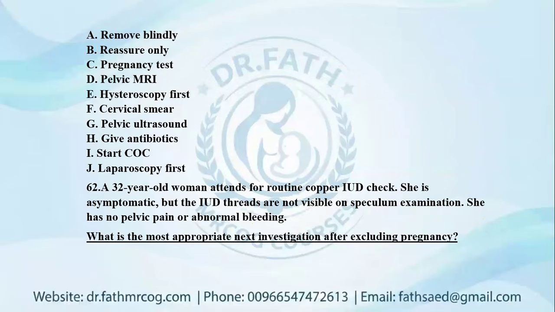A 32-year-old woman attends for a routine copper IUD check. She is asymptomatic, but the IUD threads are not visible on the speculum examination. She has no pelvic pain or abnormal bleeding. What is the most appropriate next investigation after excluding pregnancy?